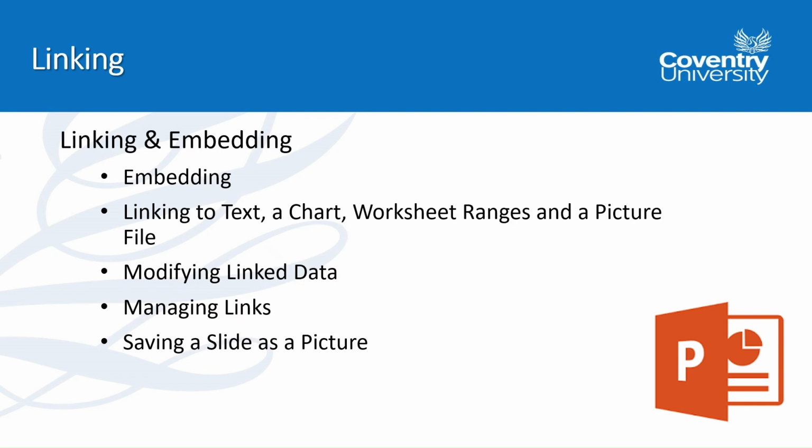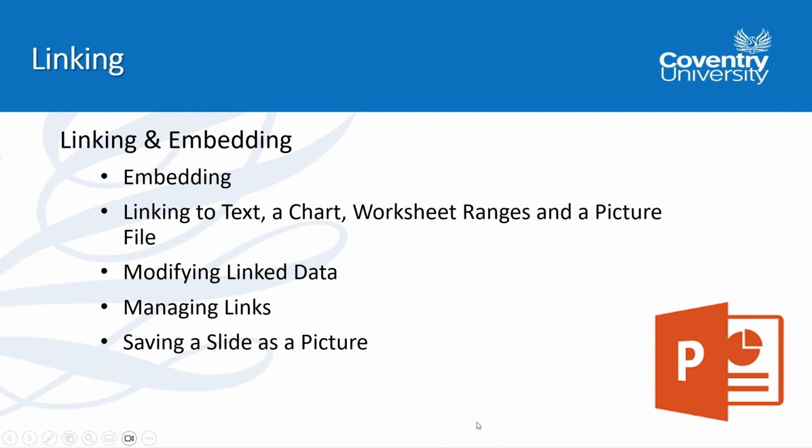So there are embedded objects you can have in PowerPoint, and there are linked objects you can have in PowerPoint. As you can see from the slide, if something's embedded, that could be a chart, a worksheet range, etc. If it's embedded, it will change in the PowerPoint, but not at the source. And if you do link any of these, text, chart, worksheet ranges, or picture, then if you make a change in one of the sources and update, both will change. So it's quite useful to know the difference. There are also areas about modifying link data, managing the links, and saving a slide as a picture, which is always useful.